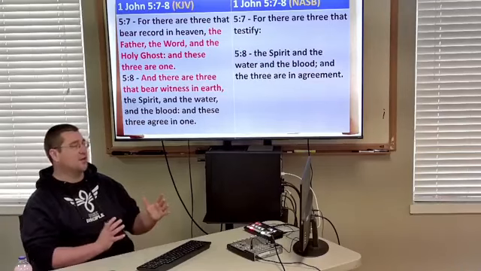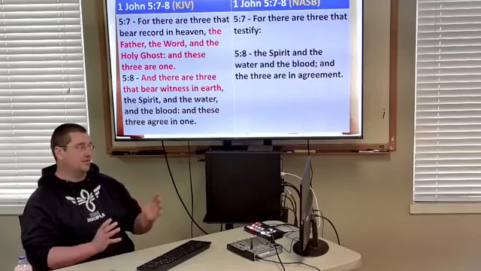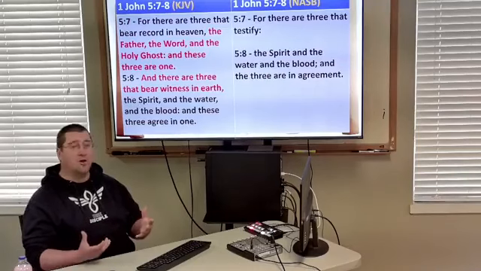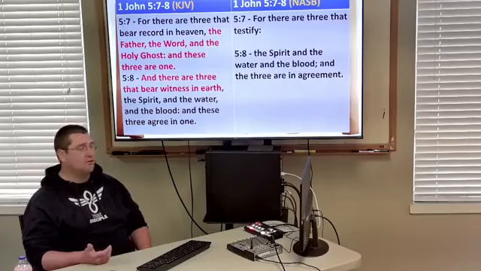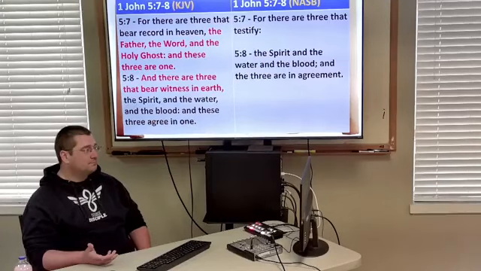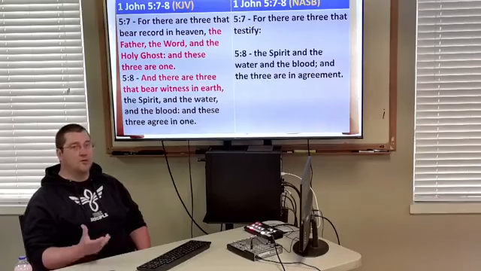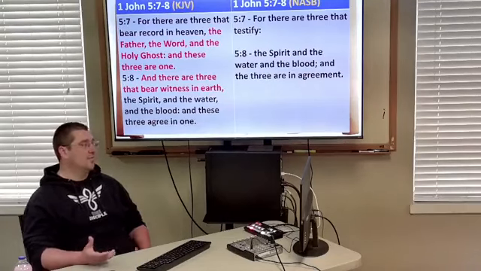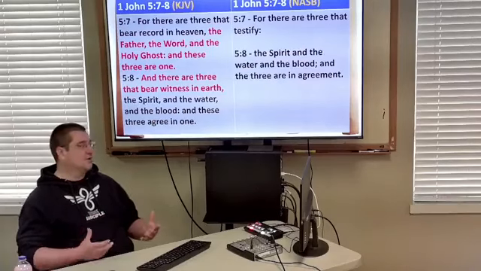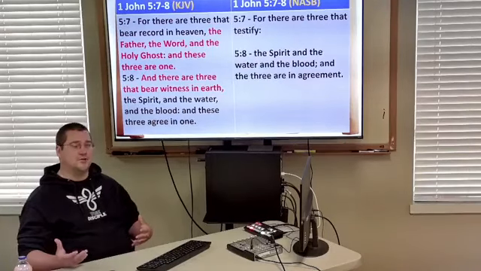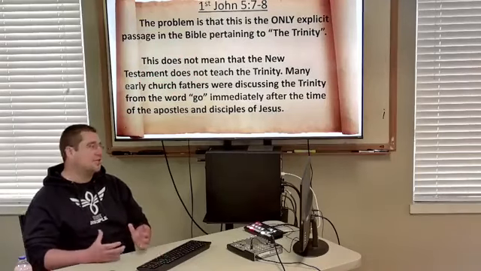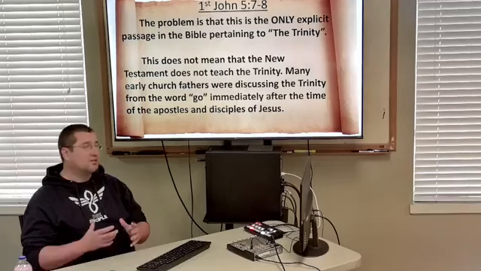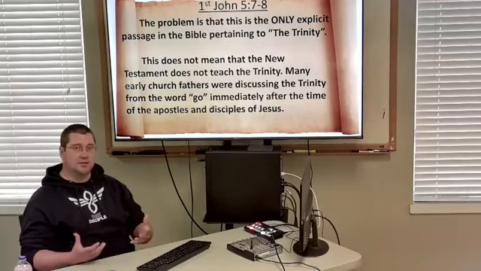And so this is the section that's added that you'll not find in your modern Bibles like the NASB. "For there are three that testify, the Spirit and the water and the blood, and the three are in agreement." And so even most people, they don't really phrase it 1 John 5, 7, and 8. They'll usually just say 1 John 5, 7, because that's where you have the three witnesses, the Father, the Word, and the Holy Ghost. And so the problem with this is that this is the only explicit passage in the Bible pertaining to the Trinity. And so this is why people freak out. This is why it's such a big deal.